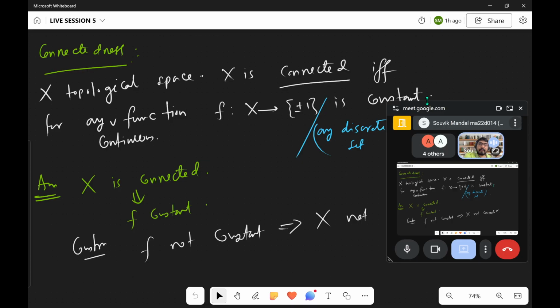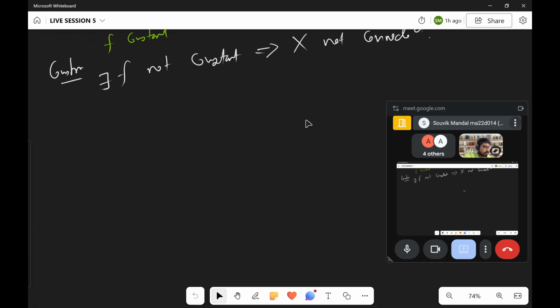So that means you have to assume that there exists some f which is not constant, and from that you need to show that x is not connected, correct? Yes. So give the argument. If such an f exists, in the pre-image of 1 there will be some set u, and in the pre-image of -1 there will be some set v, and u union v will be x. So this means x is not connected.